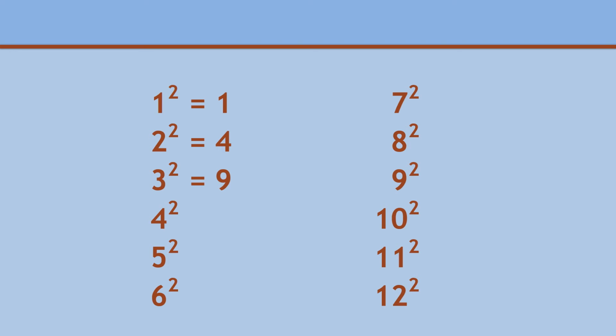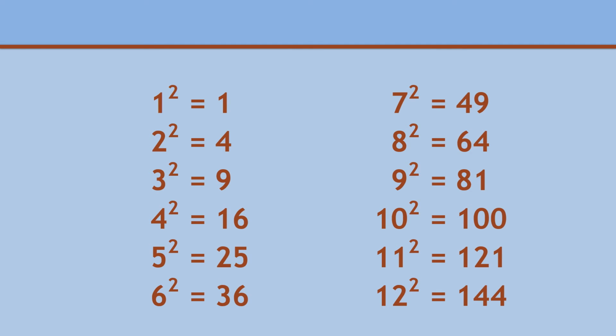Okay, great job. So let's take a look at the answers. 4 squared was 16, 5 squared was 25, 6 squared was 36, 7 squared was 49, 8 squared was 64, 9 squared was 81, 10 squared was 100, 11 squared was 121, and 12 squared was 144. Okay, good job. That's good practice.